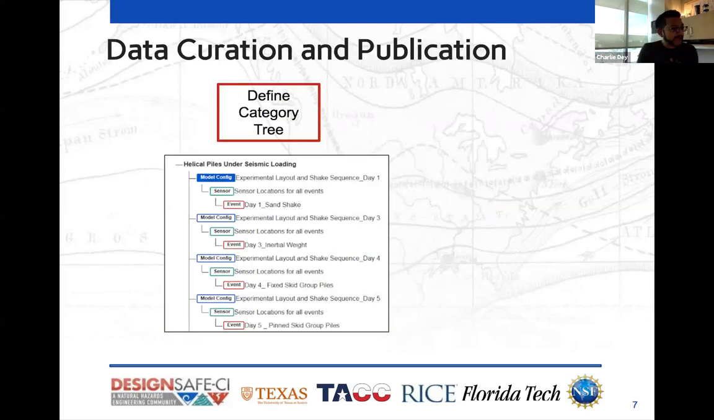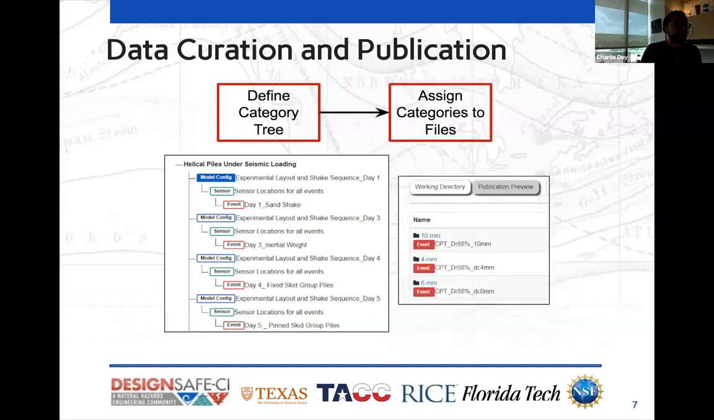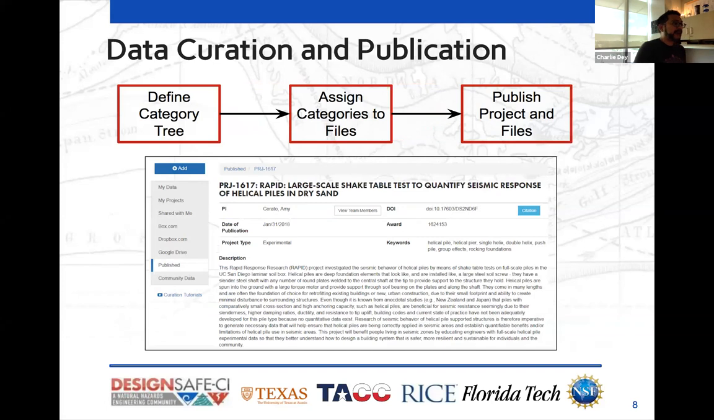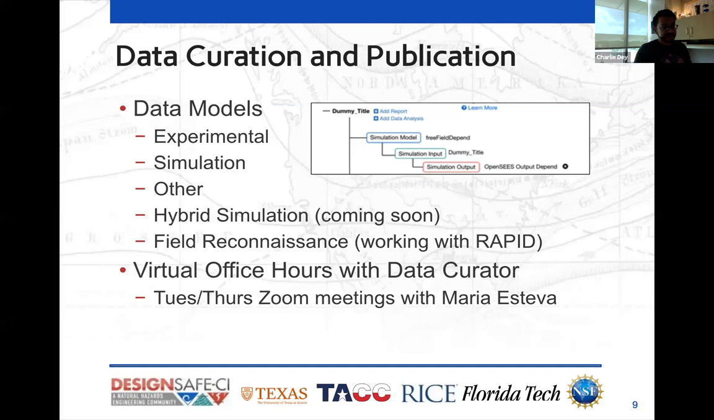So in a nutshell, what happens is we define what the category tree is, what the data looks like, what the main branches of your tree are. We will then assign those categories to the different files that sit inside of your data set. And then from that, we can publish your project and all your files that are associated with it. Like I said, the data is at the heart of DesignSafe. So the better presentation we have for your data, the easier it is for other people to understand it. And Maria is fantastic to work with, and she's going to be able to help you get your data into DesignSafe in a very easily understood format.